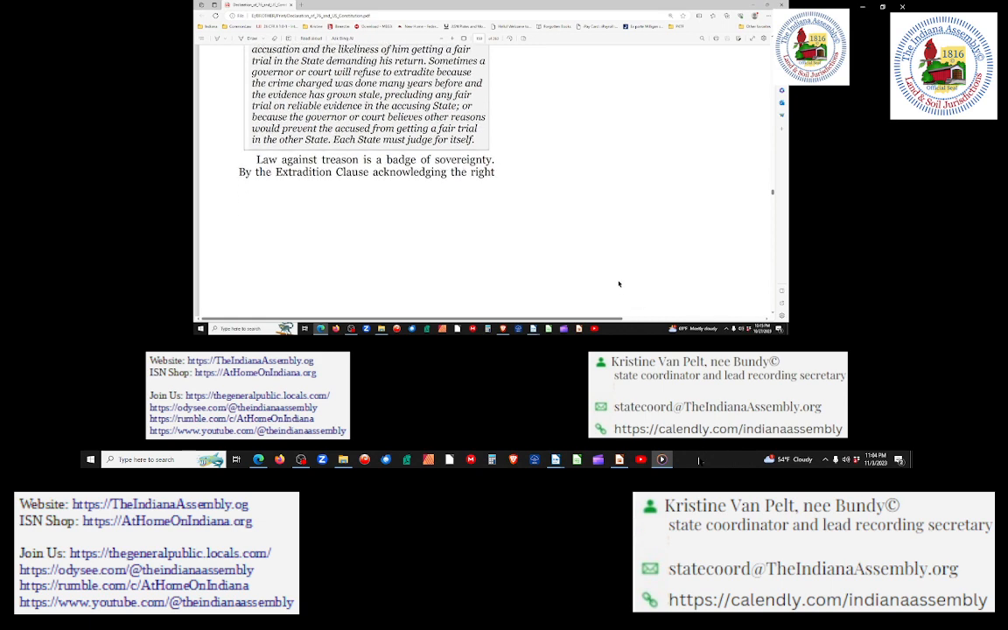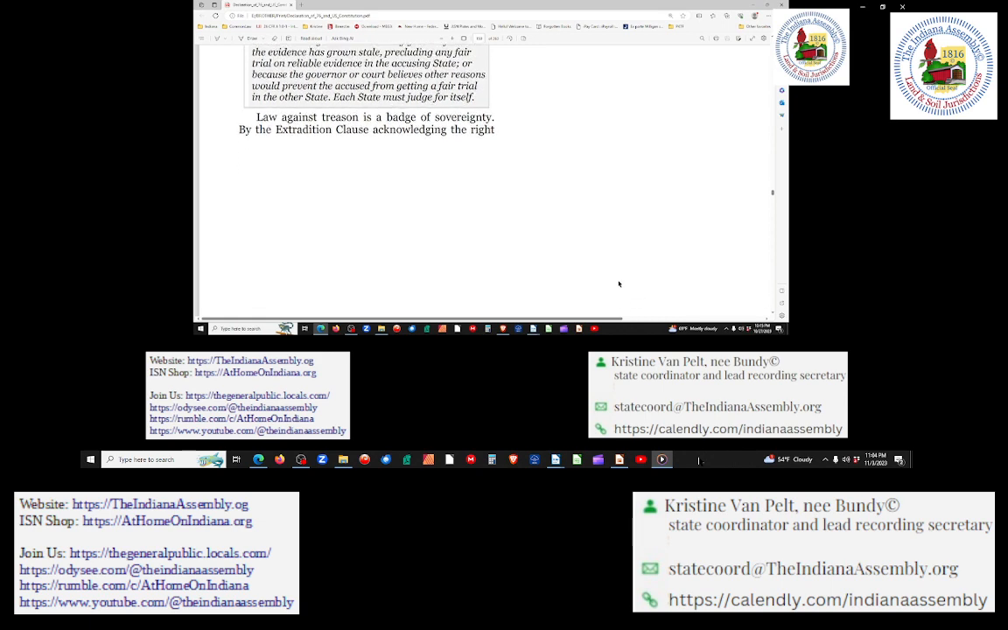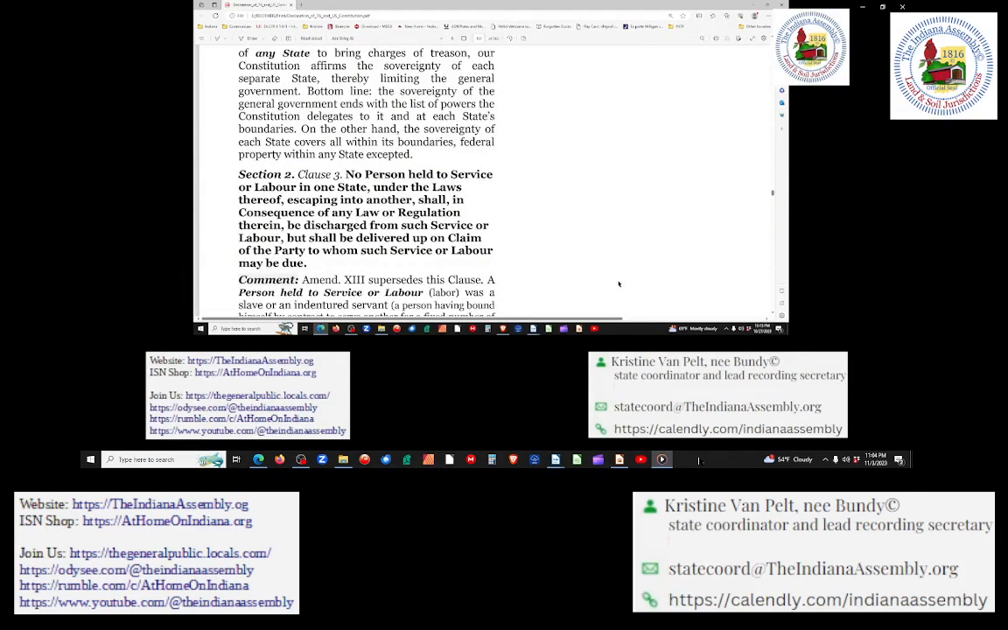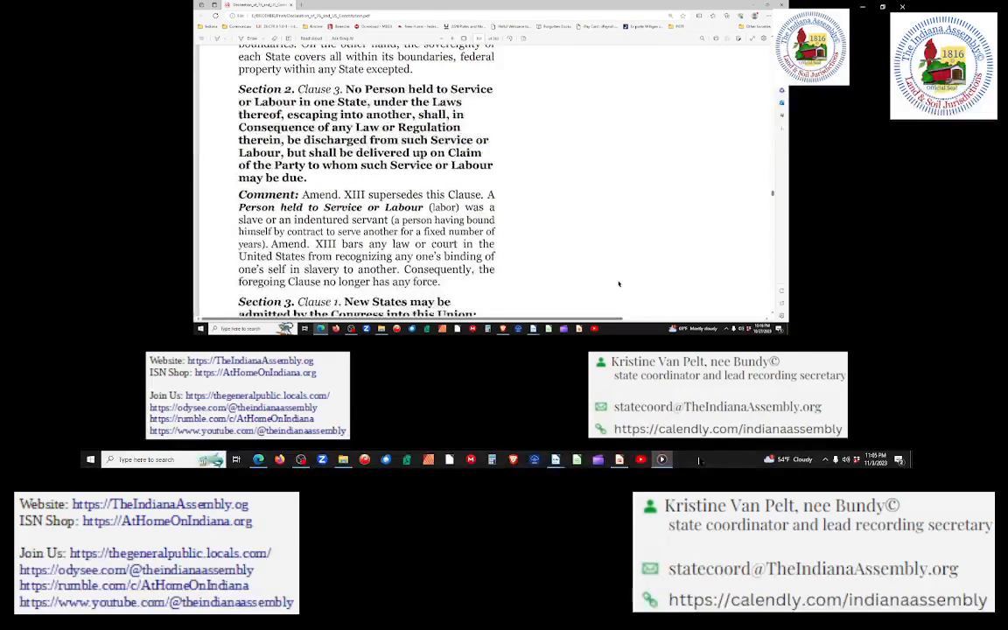Law against treason is a badge of sovereignty. By the extradition clause acknowledging the right of any state to bring charges of treason, our Constitution affirms the sovereignty of each separate state, thereby limiting the general government. Bottom line, the sovereignty of the general government ends with the list of powers the Constitution delegates to it and at each state's boundaries. On the other hand, the sovereignty of each state covers all within its boundaries, federal property with any state excepted.